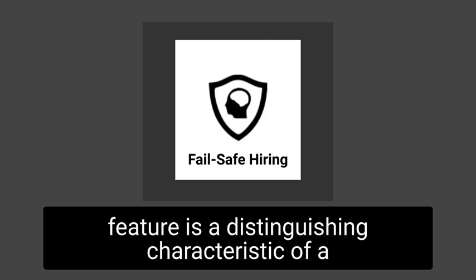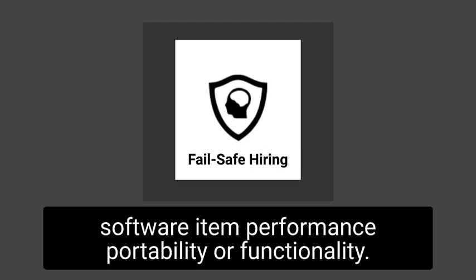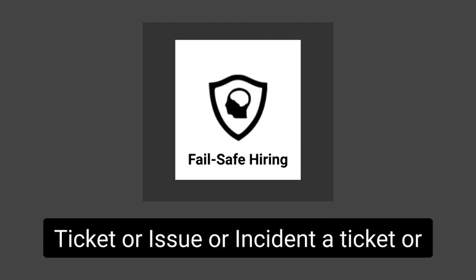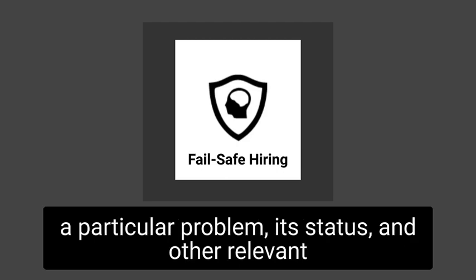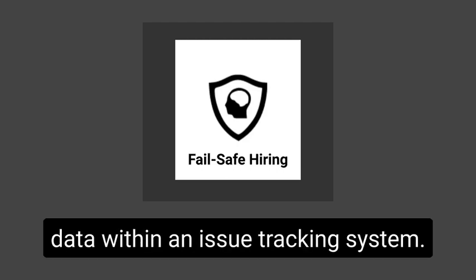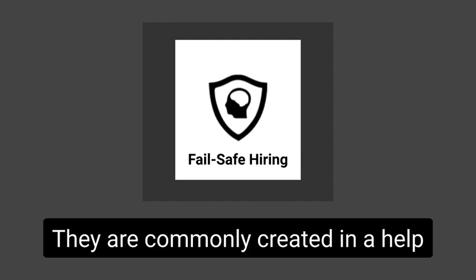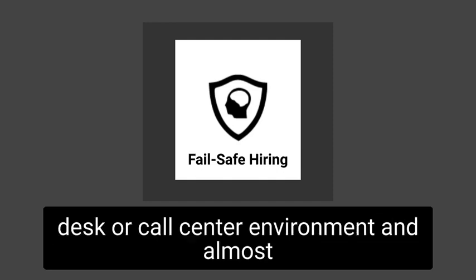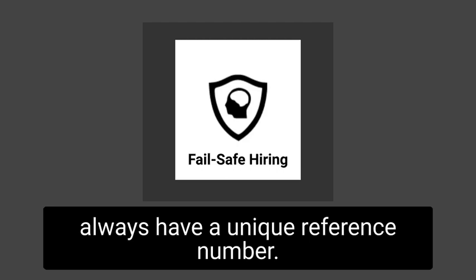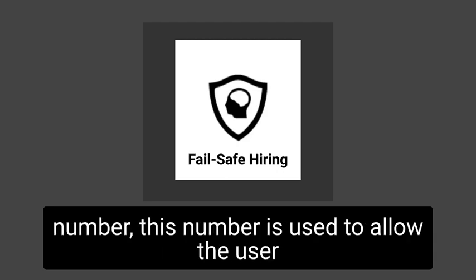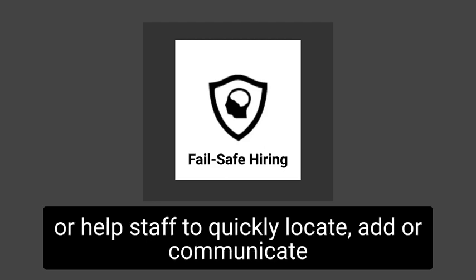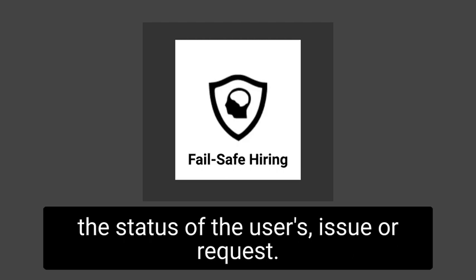Feature. A feature is a distinguishing characteristic of a software item, for example, performance, portability, or functionality. Ticket or issue or incident. A ticket or issue or incident is a running report on a particular problem, its status, and other relevant data within an issue tracking system. They are commonly created in a help desk or call center environment and almost always have a unique reference number, also known as a case, issue, or call log number. This number is used to allow the user or help staff to quickly locate, add, or communicate the status of the user's issue or request.